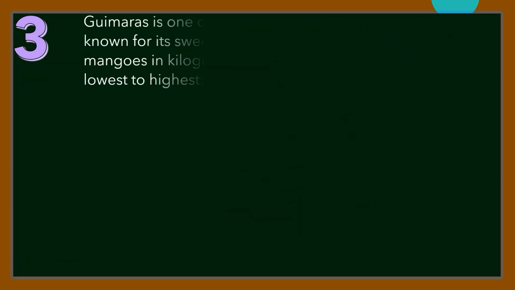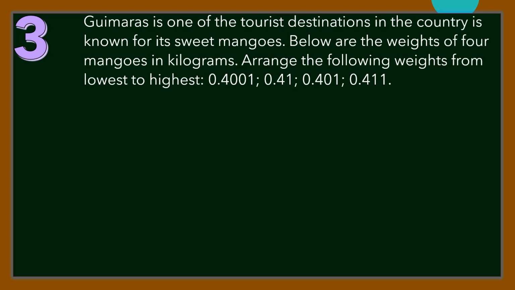Number 3. Guimaras is one of the tourist destinations in the country. It is known for its sweet mangoes. Below are the weights of 4 mangoes in kilograms. Arrange the following weights from lowest to highest: 4,001 10,000s, 41 hundreds, 401 thousands, 411 thousands.